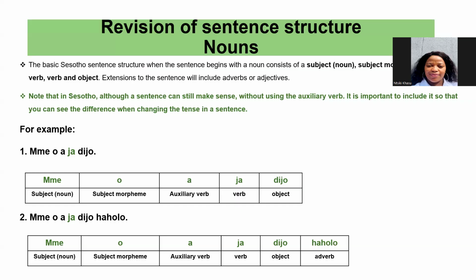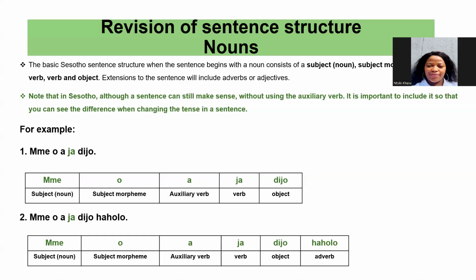Okay, but if the sentence has a non-living noun, like a chair, situlo, or a table, tafole, those nouns are non-living, so they can't do an action. So those sentences can only have an adjective. We can only describe the non-living noun.